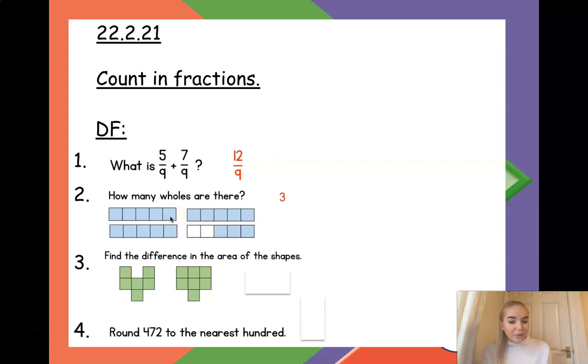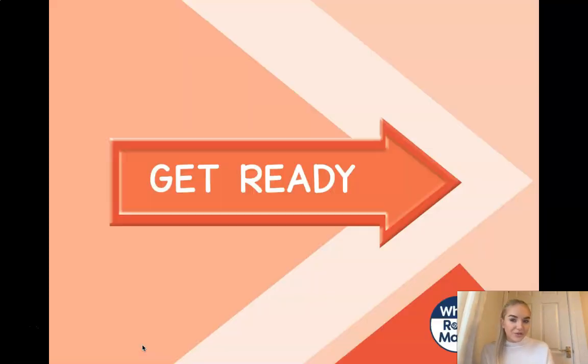Number 3, well, if we are finding the difference in the area, we can count the first shape and see that there are 6 squares, and the second shape is 7 squares. The difference between 6 and 7 is 1. And finally, rounding 472 to the nearest 100, we can look at our tens and see that it's a 7, so that means we need to round up to 500. Well done if you got all of those correct.